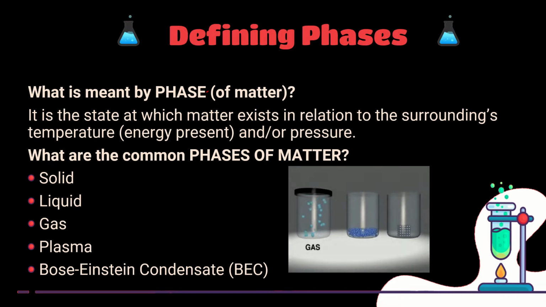So nakadepende yan sa surrounding ng object. So ano ba yung mga common phases of matter? We have the solid, liquid, and gas. So yun na yung staple na discussion natin when it comes to state of matter when you were in elementary or junior high school. Now we're going to add two more. There are actually a lot of states of matter, but we're going to discuss the most common ones.